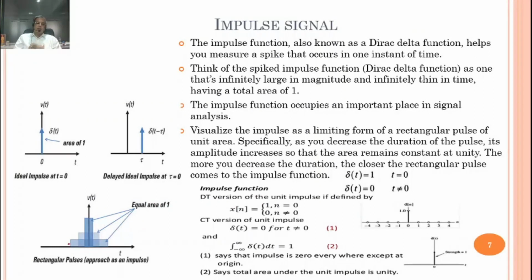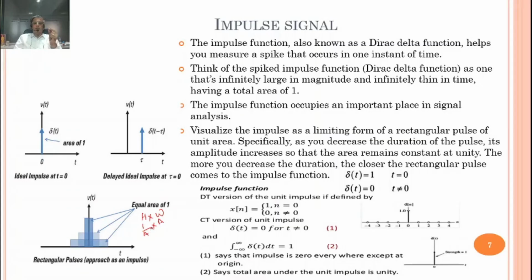Now consider this rectangular pulse, and using the rectangular pulse we will study the approach to the impulse signal. The area of this rectangular pulse is 1. We know that for a rectangular pulse, area is nothing but height into width. So if the height is 1 by a, the width should be a.